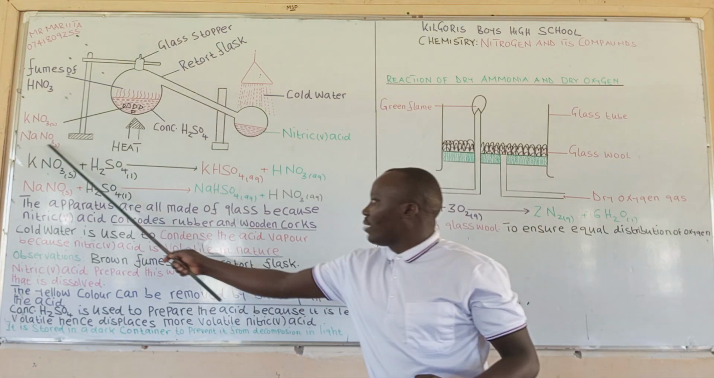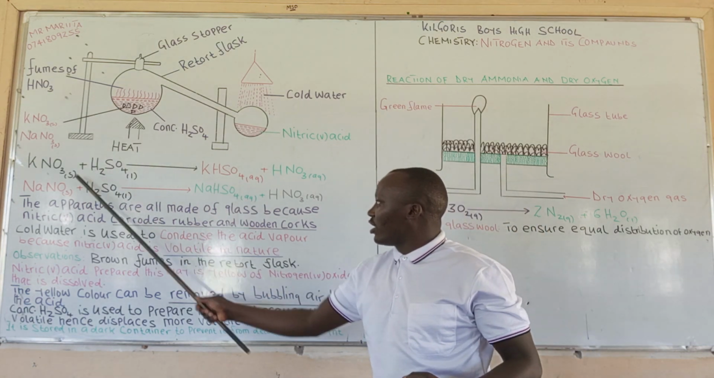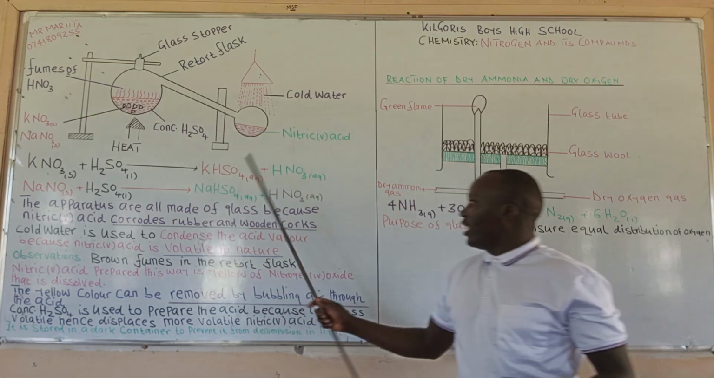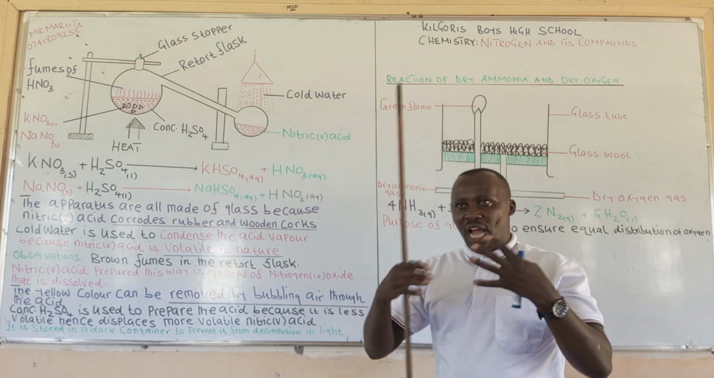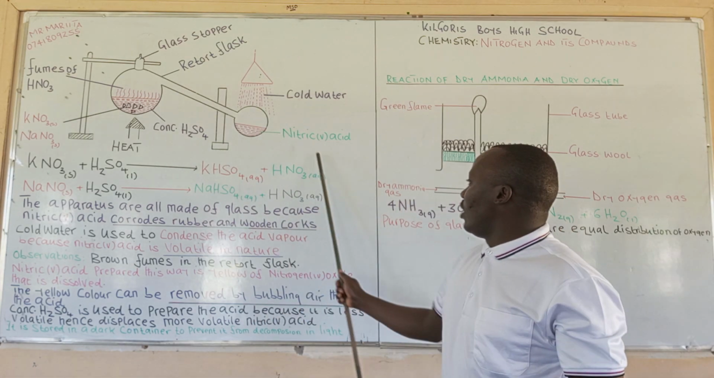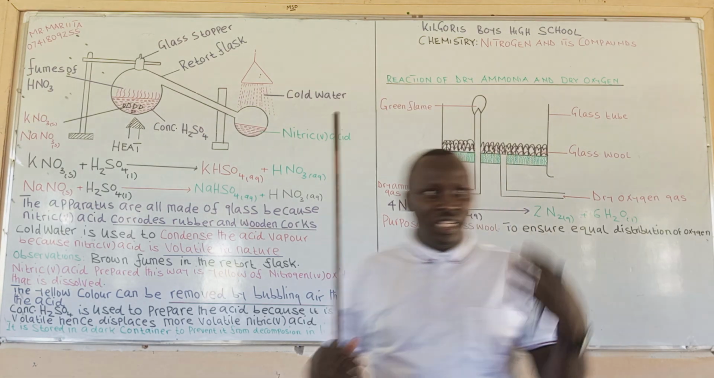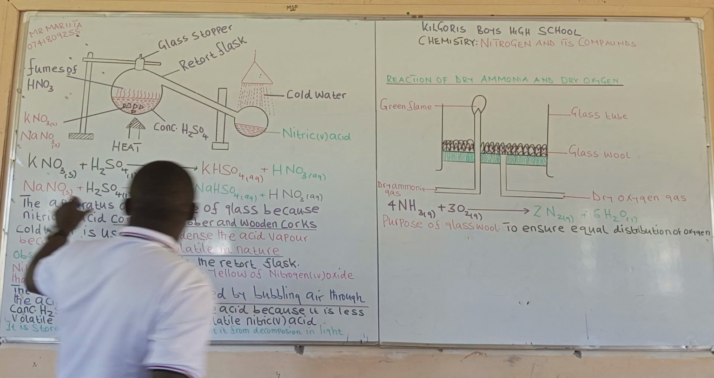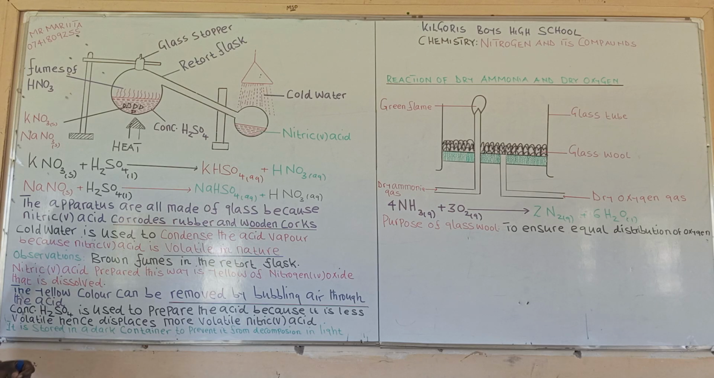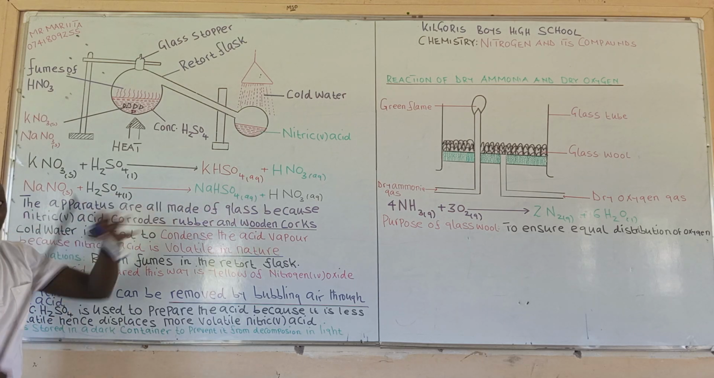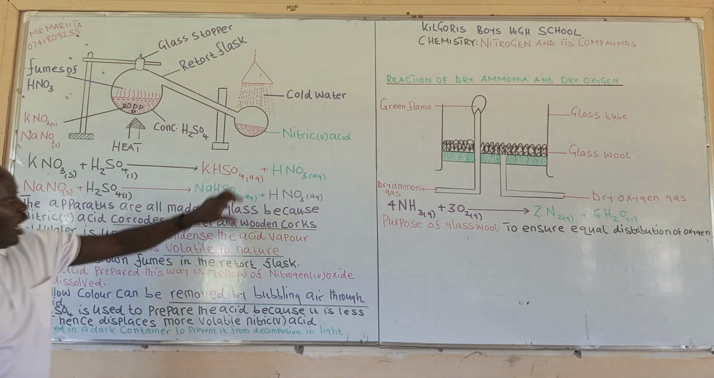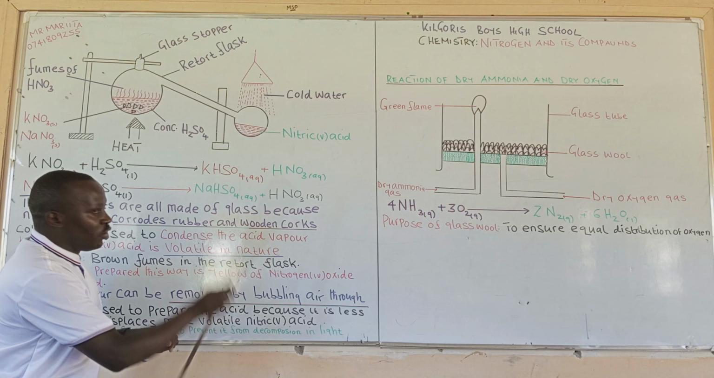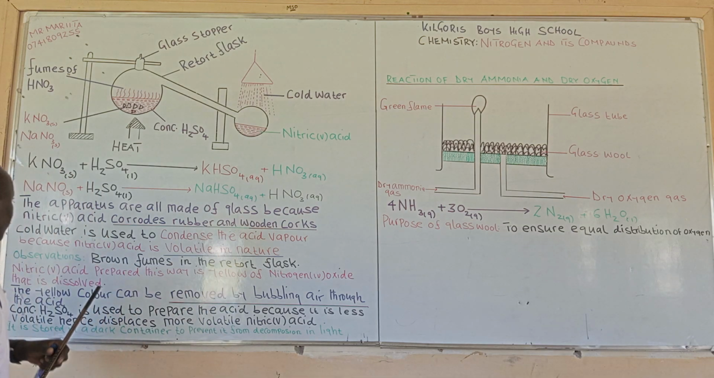For the reaction to take place here, you must have heat, whereby if you use potassium nitrate, it reacts with the concentrated sulfuric acid, and then we have potassium hydrogen sulfate and fumes of nitric acid. You can also use sodium nitrate reacting with the concentrated sulfuric acid. So you have sodium hydrogen sulfate, and of course fumes of nitric acid.